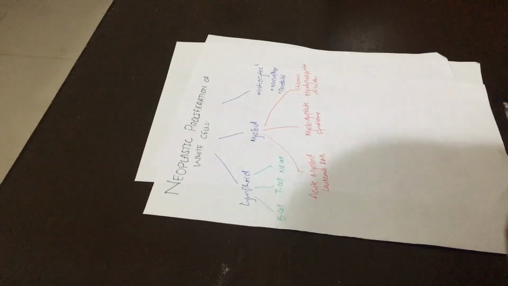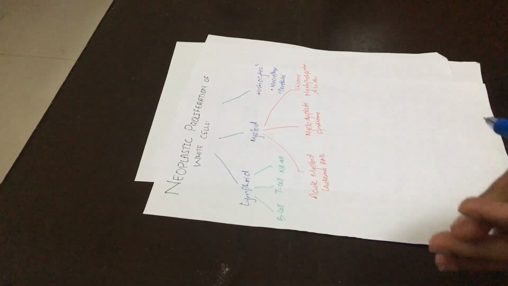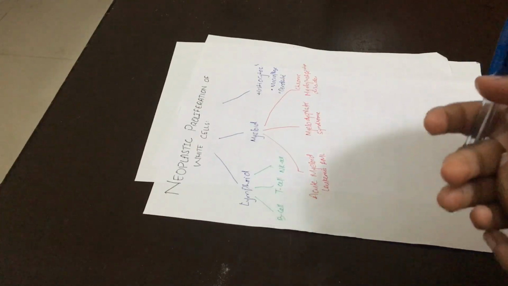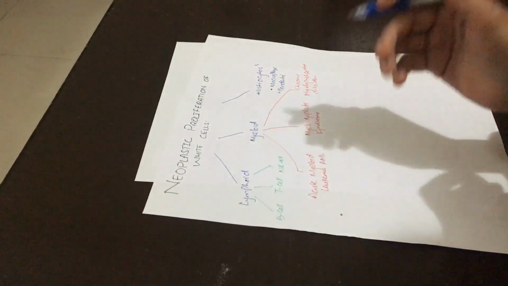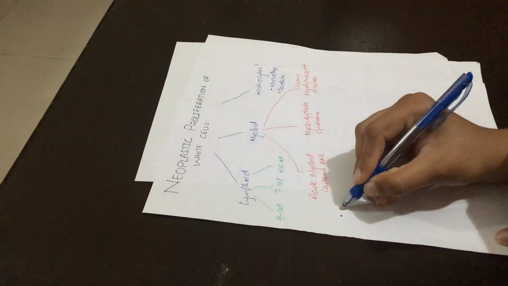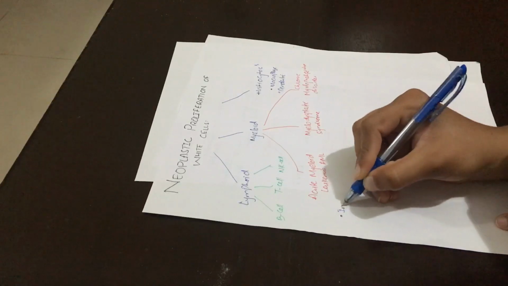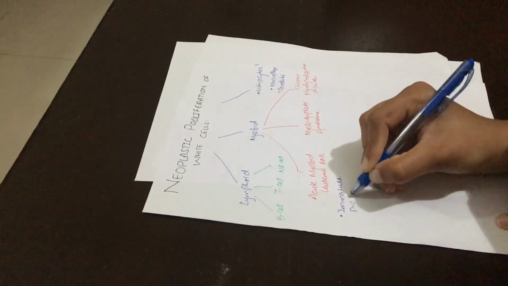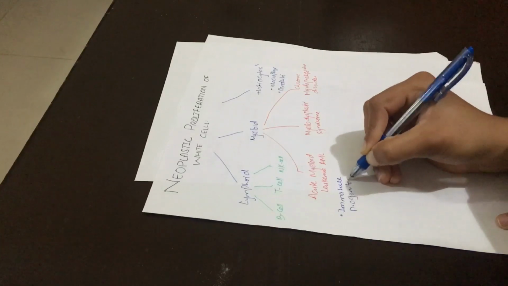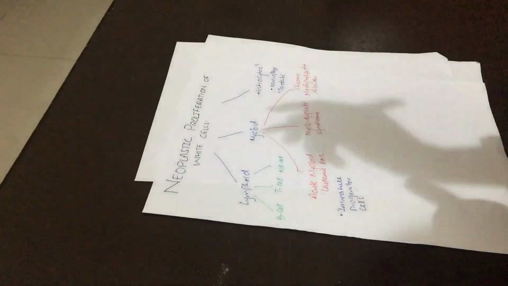Now in acute myeloid leukemia, there are basically immature progenitor cells that accumulate in the bone marrow. The details would be discussed in the later lectures. Mainly in acute myeloid leukemia, there are immature progenitor cells that accumulate in the bone marrow.